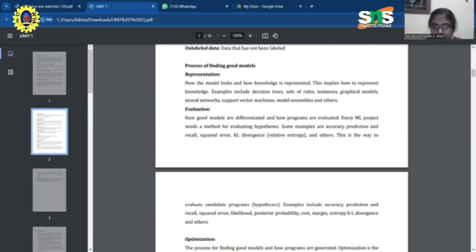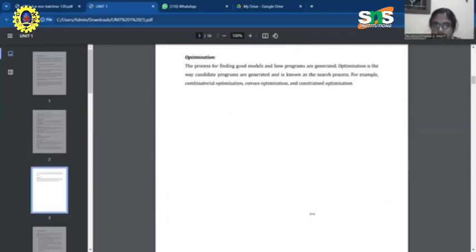Optimization is about the process of finding a good model, how the programs are generated, and how the search process is effectively done. This is what optimization is about. It includes combinatorial optimization, convex optimization, and constraint optimization.